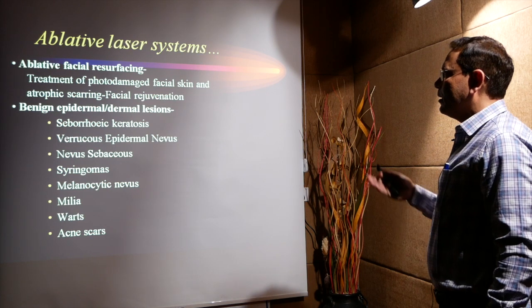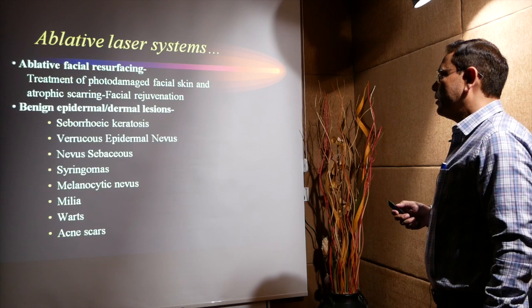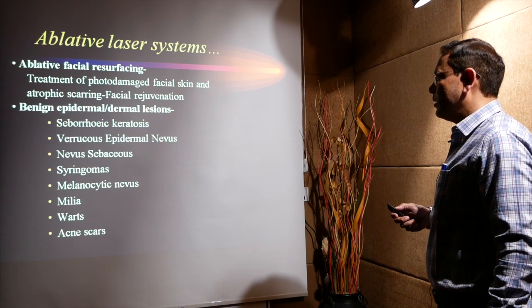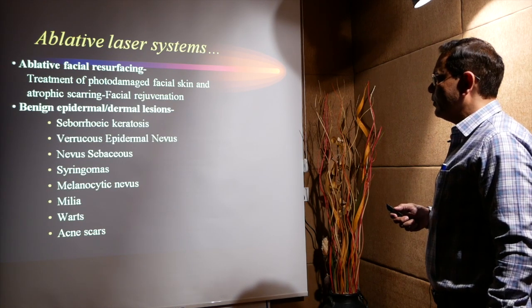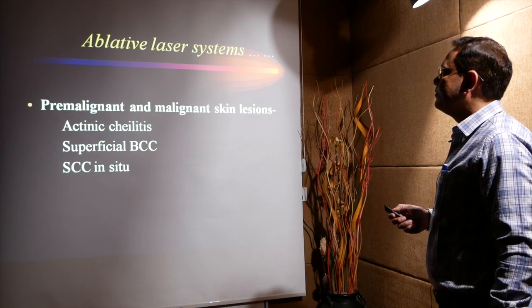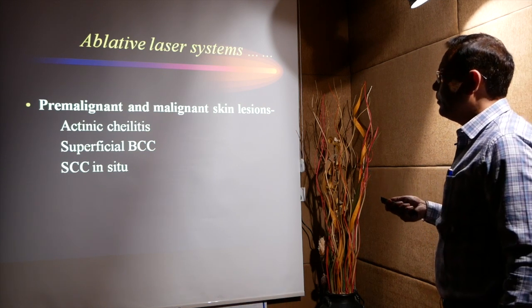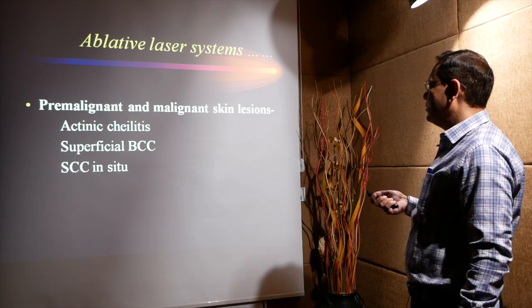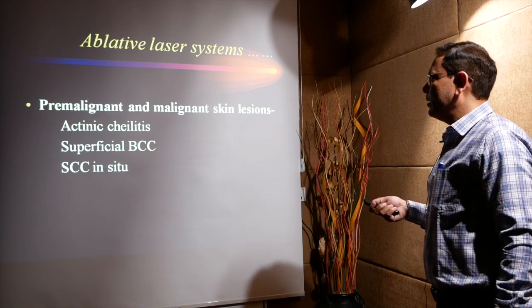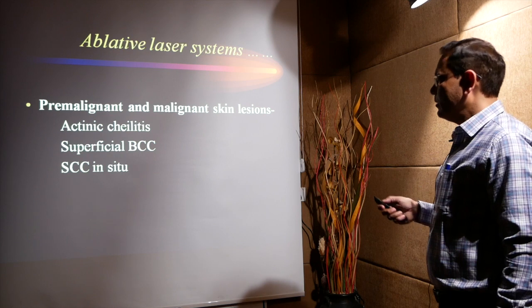Then benign epidermal and dermal lesions. Examples are seborrheic keratosis, verrucous epidermal nevus, nevus sebaceous, syringomas, melanocytic nevus, milia, warts, and acne scars. Now, ablative laser system can also be used to remove or ablate the pre-malignant and the malignant lesions. The common examples are actinic cheilitis, superficial BCC, and squamous cell carcinoma in situ.